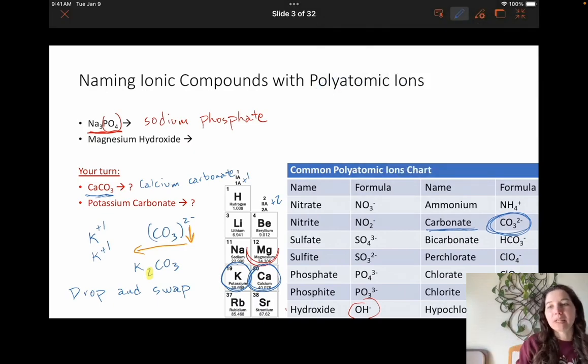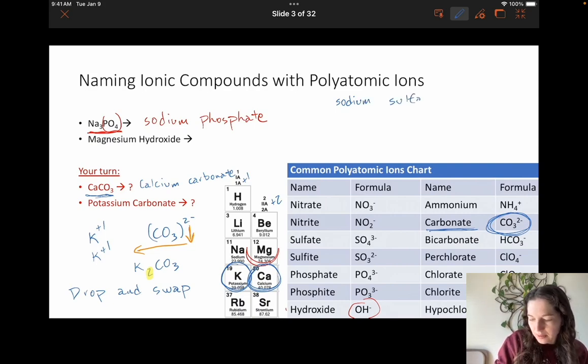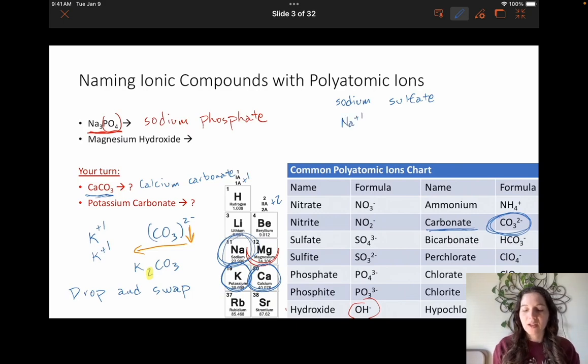Let's take a look at one more example and let's apply the drop and swap. So let's do sodium, rolling with our alkali metals here, sulfate. Sodium is right here in group 1. So what charge does sodium have on it? It's going to have Na +1. Sulfate is in our polyatomic ion chart. What charge does it have on it?